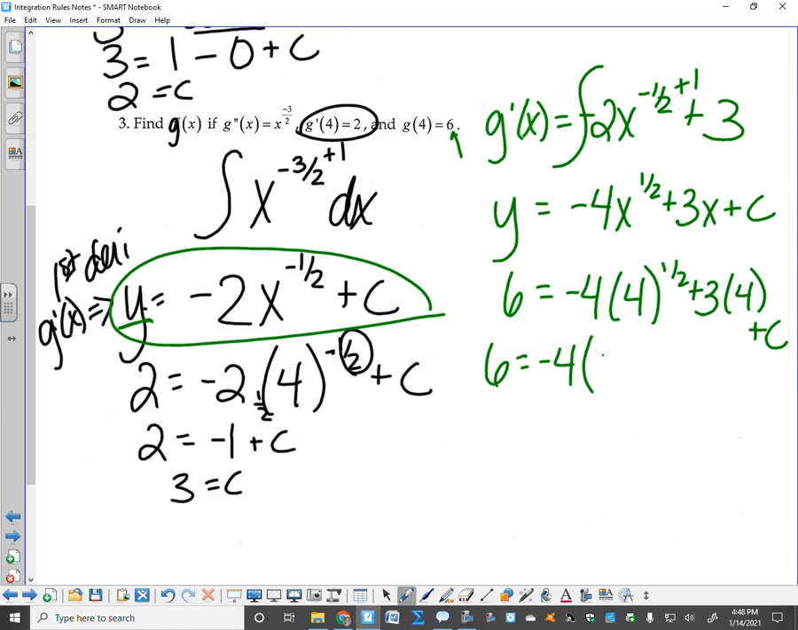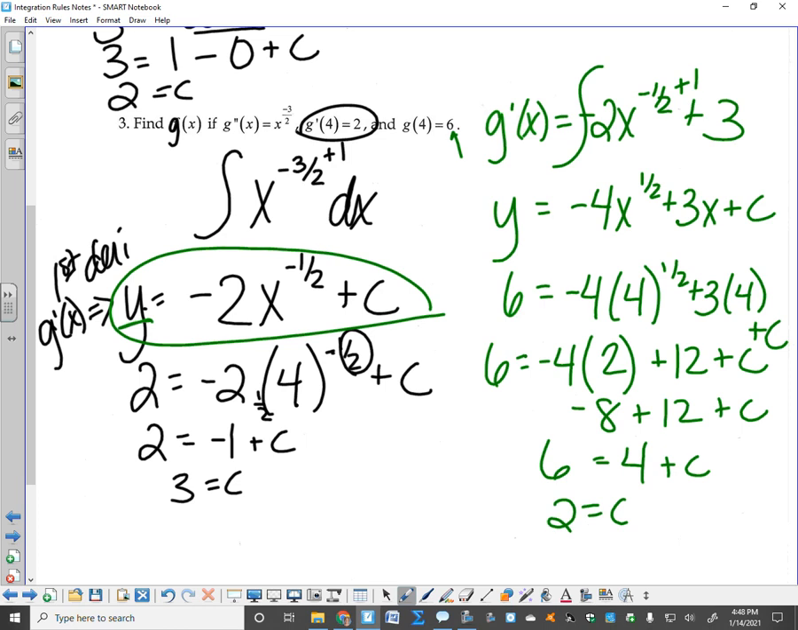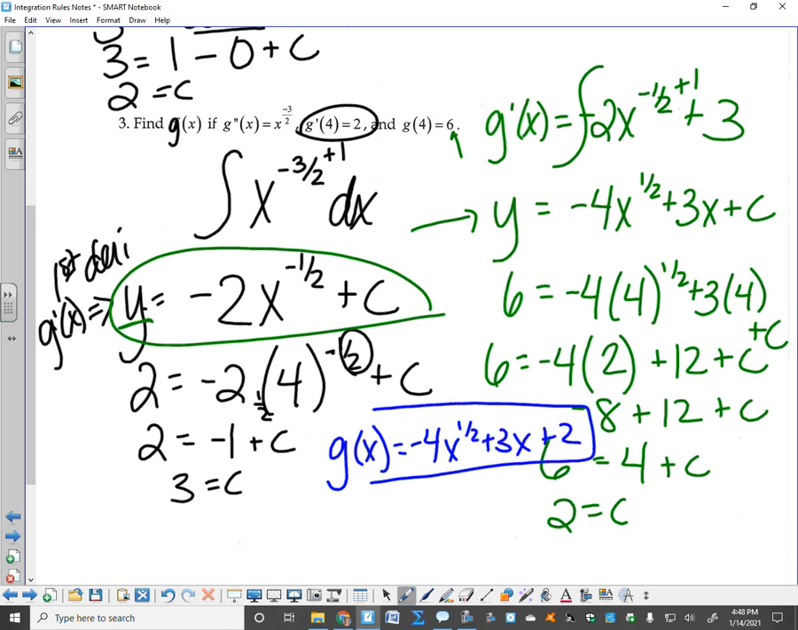4 to the 1/2 would be 2, square root of 4, plus 12. Negative 8 plus 12, which is 4. So c equals 2. So I'm going back here. And this is going to be plain g. G of x equals negative 4x to the 1/2 plus 3x plus 2.